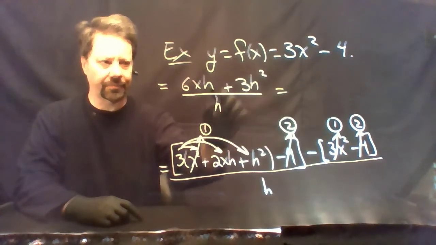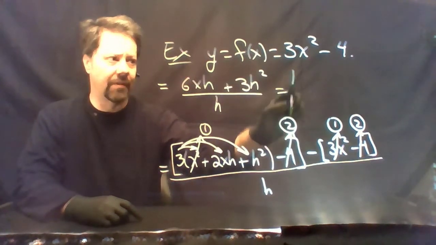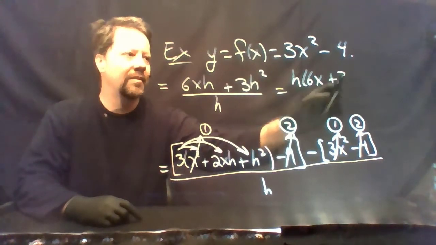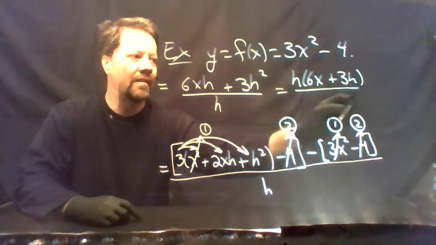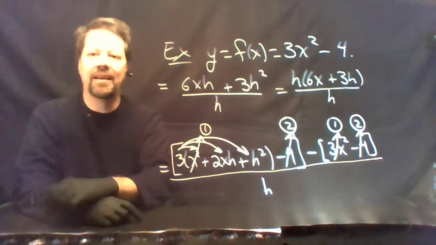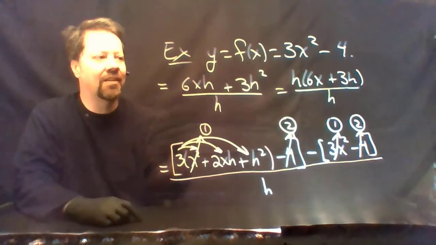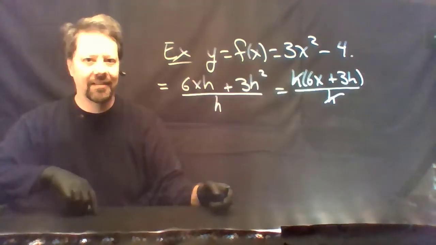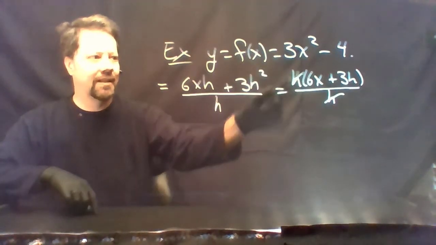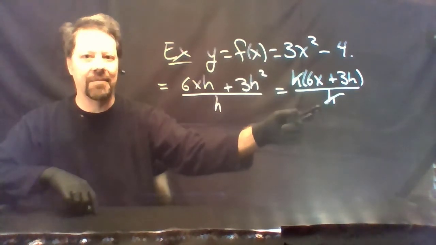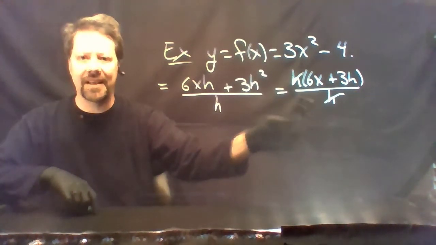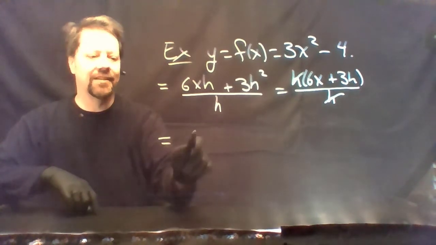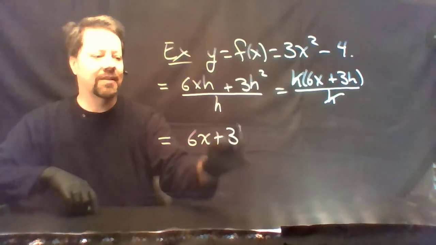To cancel, you have to reverse the distributive law and write this as h times the quantity 6x plus 3h, all over h. Now h is a factor of the numerator and of the denominator. These problems are not over until you can cancel that h in the denominator. If you can't cancel the h in the denominator, you screwed up. The answer is 6x plus 3h.